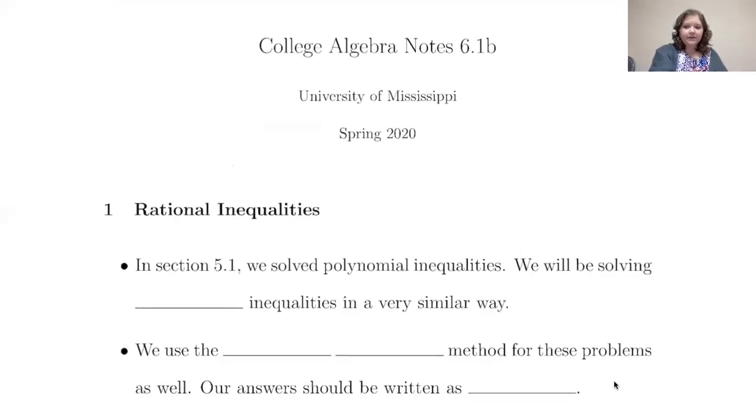So this section is on rational inequalities. If you remember in 5.1, we did the polynomial inequalities, and then in the last lesson, 6.1a, we did rational functions and their vertical and horizontal asymptotes. So this is going to be dealing with rational inequalities, so it's going to be fractions, but the process is going to be pretty similar to 5.1, where we're using the sign test method. So this should feel familiar if you've watched 5.1. If you haven't watched 5.1, you should probably do that before watching this video.